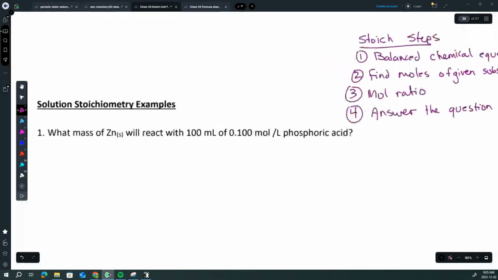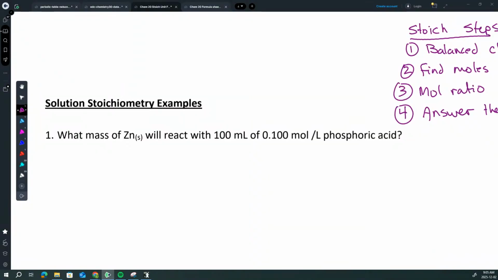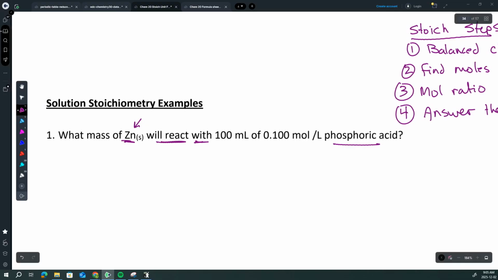With this example, it says, what mass of zinc will react with 100 milliliters of a 0.1 mole per liter phosphoric acid solution? Okay, so when we're asked what mass of zinc will react, we know that zinc is going to be a reactant and it's reacting with phosphoric acid. So that's how you know that these 2 substances we've been given are our reactants, because we're saying, hey, this substance is reacting with this other substance.